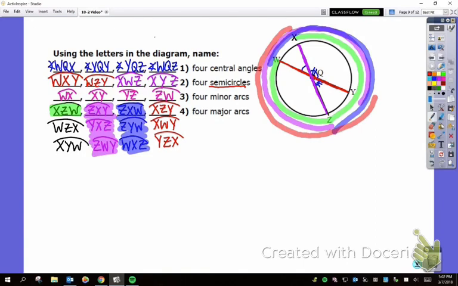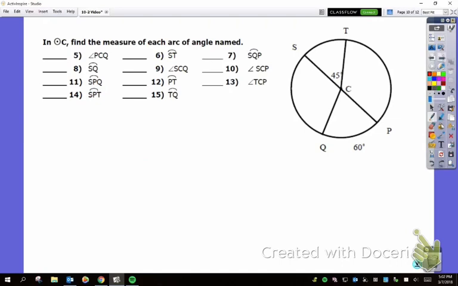Now, this next part goes a lot faster. We're just looking at these numbers. Again, it's super important to look at our diameter. Our diameter here is SP because it goes through this point C. So we know that there's 180 degrees on this side, and there's 180 degrees on the other side.